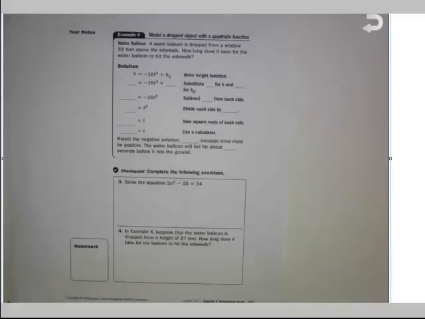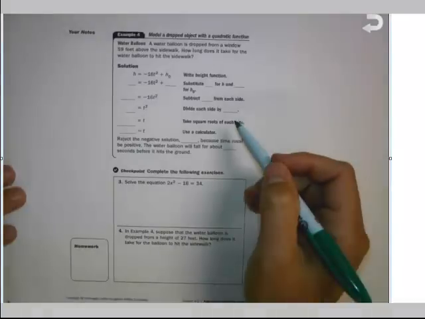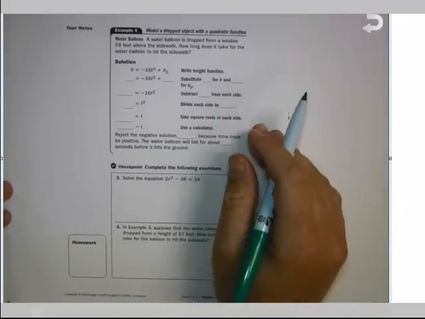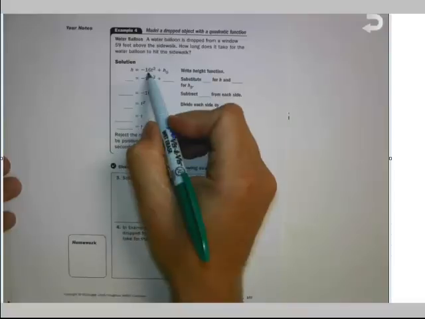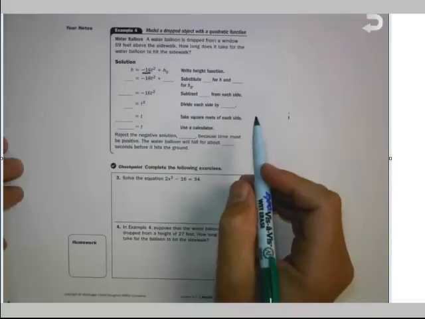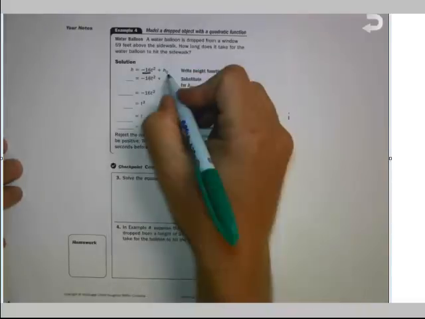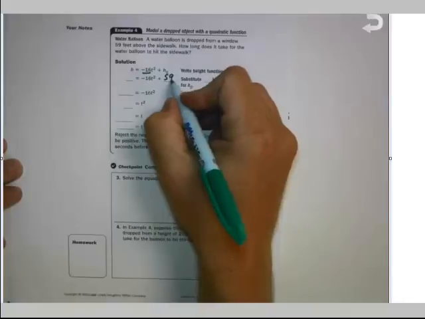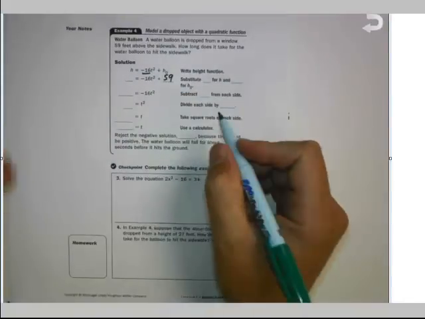All right, here we go. Big picture here. A water balloon is dropped from a window 59 feet above the sidewalk. How long does it take for the water balloon to hit the sidewalk? Well, gravity is 32 feet per second squared, so we use negative 1/2 of gravity for dropping something down, so it's negative 16. What was its initial height? 59.